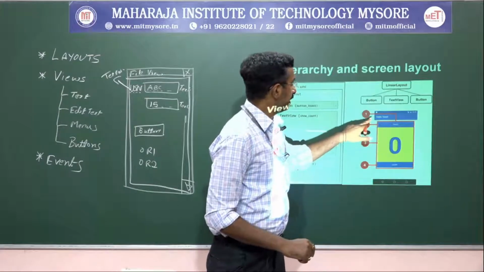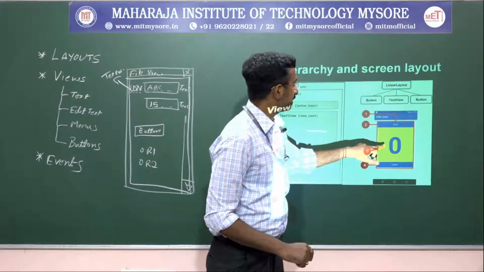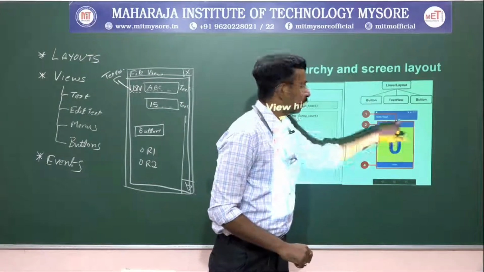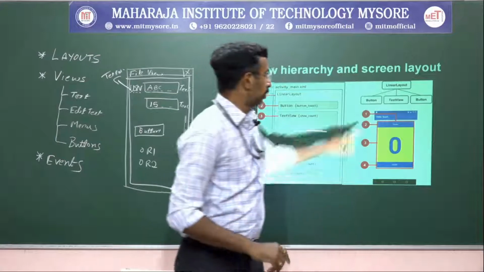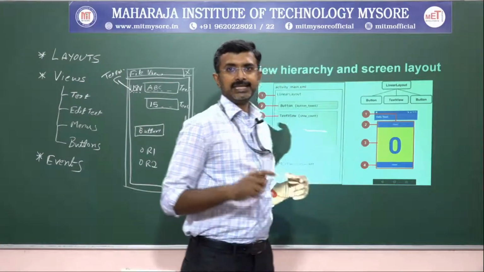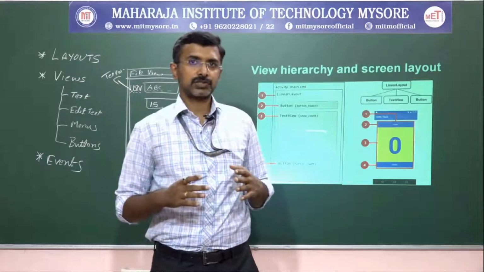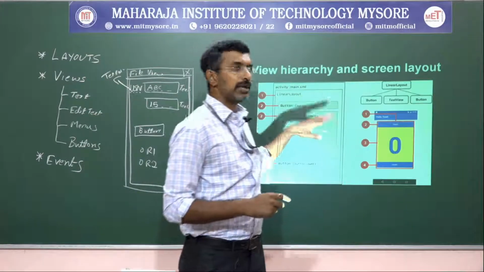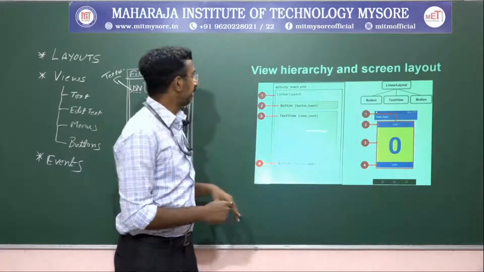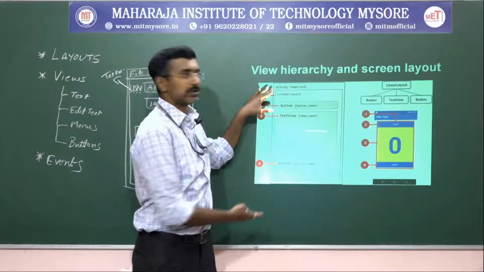So it has a button here, it has a text view and it has a button. So this view group consists of 3 views, 2 buttons and 1 text view. So this is arranged in a hierarchical structure or linear. So in a hierarchical way, if you want to see it, this is how it appears. If you want to see it in an XML file, this is how it looks.